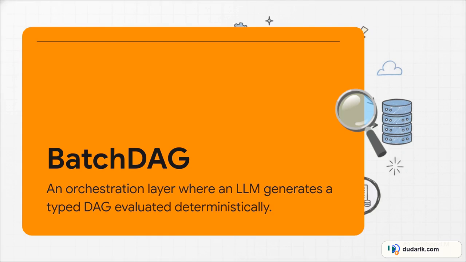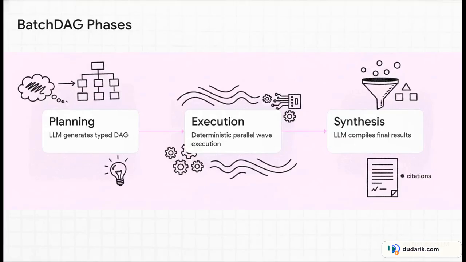Once that plan is locked in, a purely deterministic execution engine takes the wheel. By completely decoupling planning from execution, we get rid of that dreaded feedback loop where execution latency drags down planning latency. So how does this actually play out? It happens in 3 distinct phases.